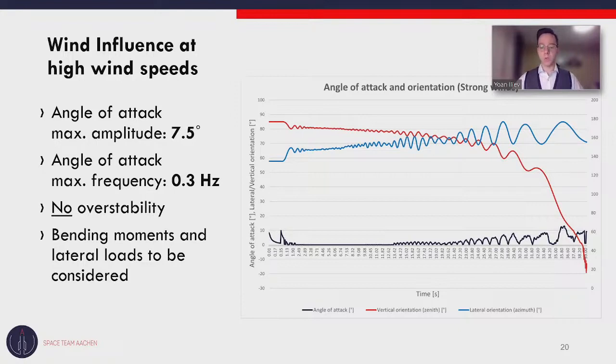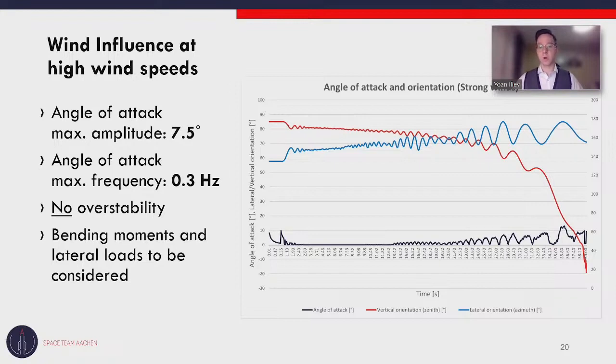So for now, we don't think this is a concern, but we still have to consider this in our CFD analysis and calculate the forces and the bending moments acting on the rocket at these points. Another thing to see from this graphic is the red curve, which is the vertical orientation versus time. As we see, the vertical orientation changes gradually and kind of exponentially at the end towards a horizontal position, which is as expected and proves that the rocket is never overstable.